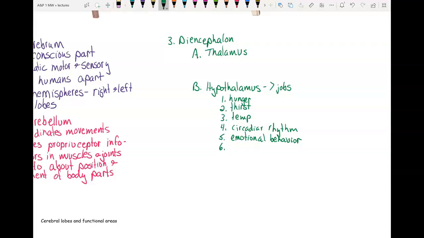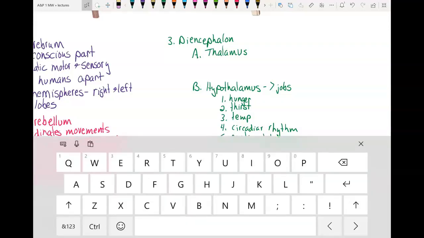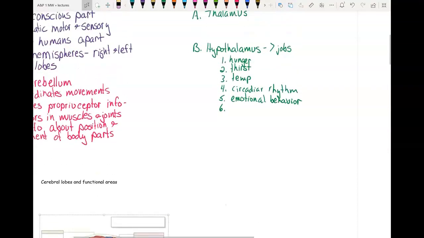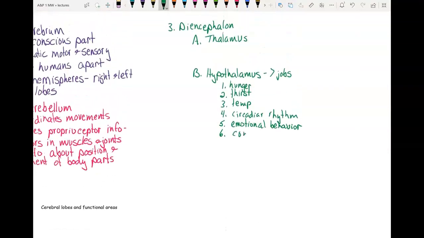It also controls many of your hormones. Not all, but there is a list of hormones that we'll cover in chapter 17 that is controlled by the hypothalamus. And finally, it controls some of your autonomic nervous system, which is what we'll cover in chapter 15. And you did get introduced to autonomic in chapter 12.